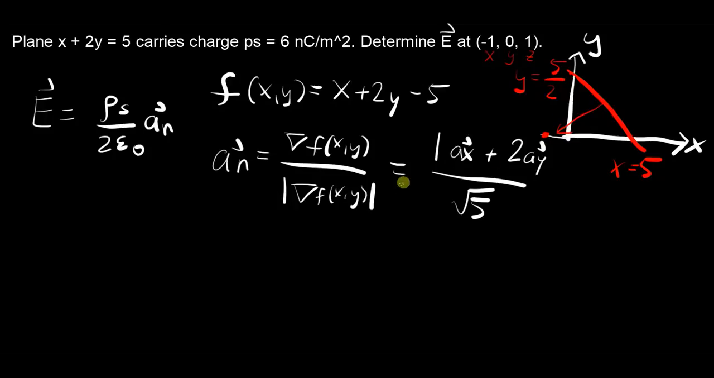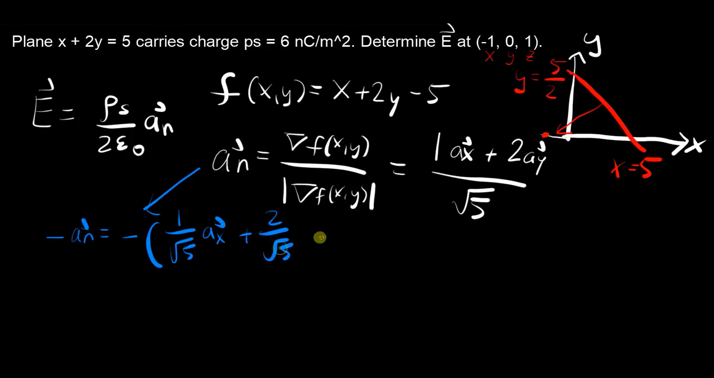All right. So that means we have to basically take the negative of this. So the effective an we're going to use is going to be -an, which is just going to be a negative in front of your 1 over root 5 ax plus 2 over root 5 ay.